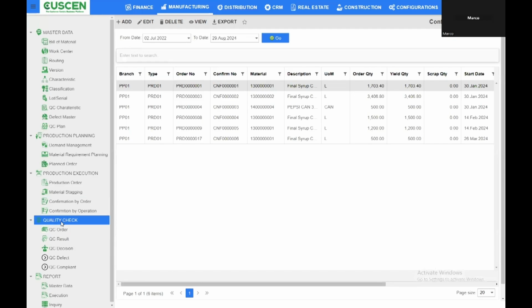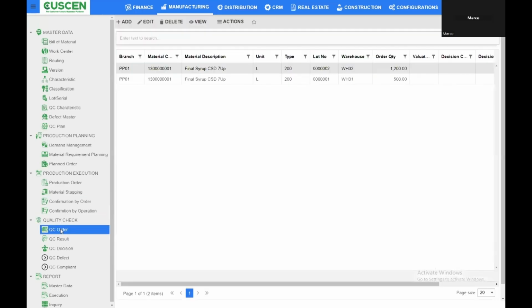So you have your QC characteristics within the orders, and this can be used for details to describe inspection specifications for materials like length, width, viscosity, etc.